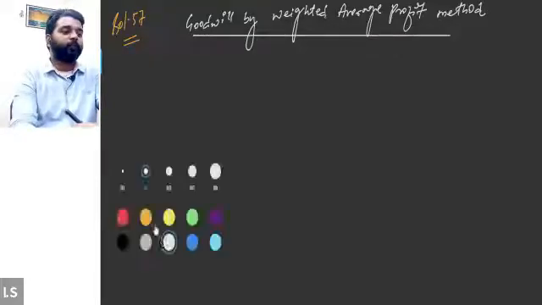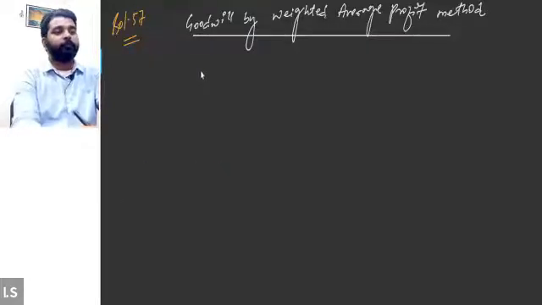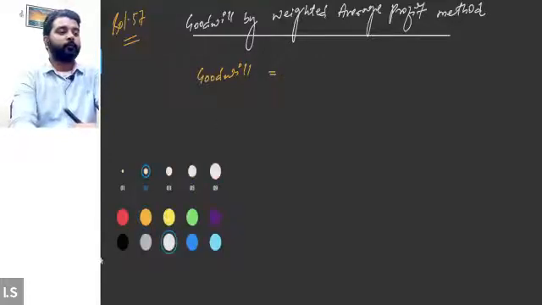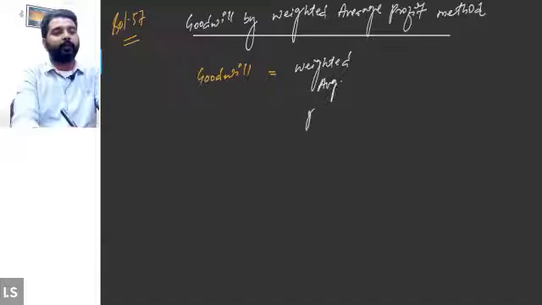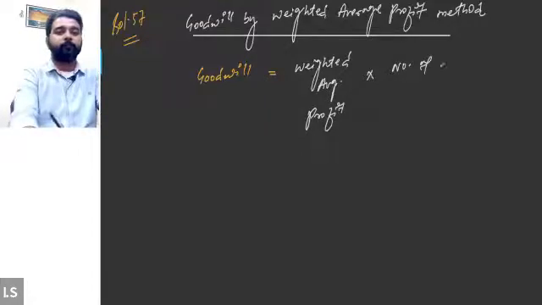Then we will write down the formula of goodwill. The formula for calculating goodwill as per the weighted average profit method is weighted average profit multiplied with the number of years purchased.